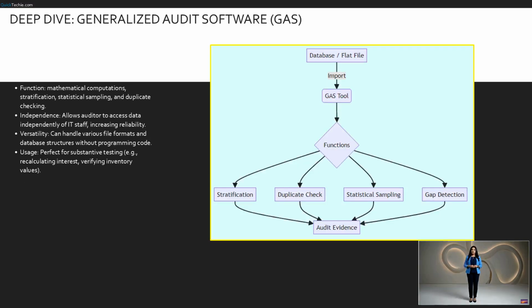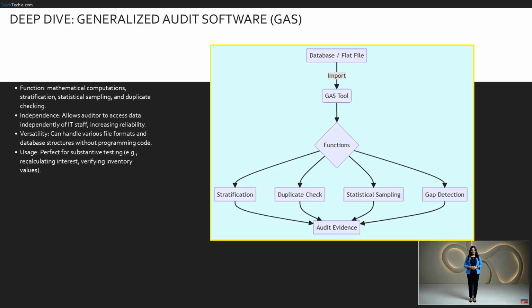Let's drill down into GAS. This is the auditor's Swiss Army knife. It allows you to perform complex math, stratify data, like grouping high-value transactions, and find duplicates instantly. The biggest win here is independence. You aren't relying on the IT admin to run a query for you. You access the data yourself, which makes your evidence much more reliable. It's versatile across different systems and is your go-to for substantive testing, like recalculating interest or verifying inventory.